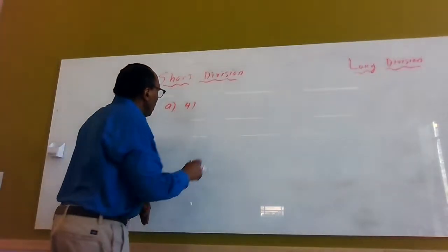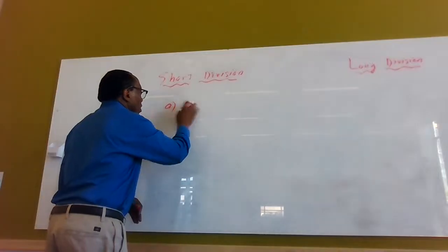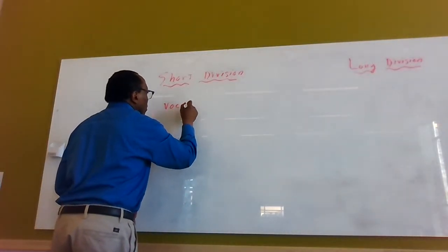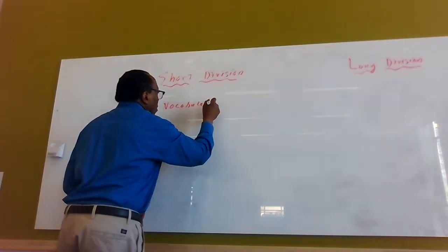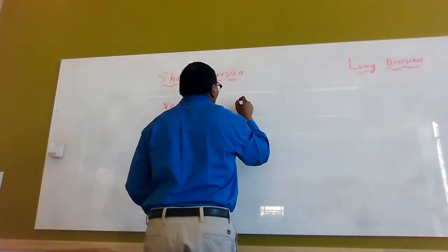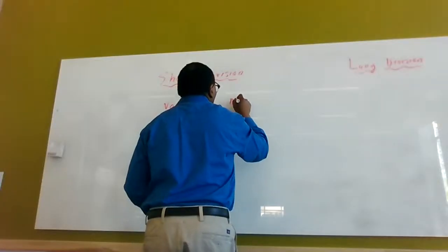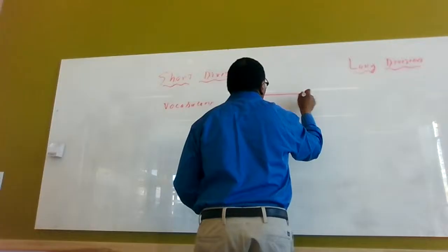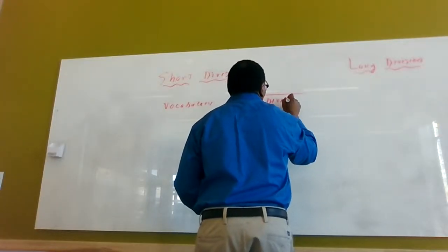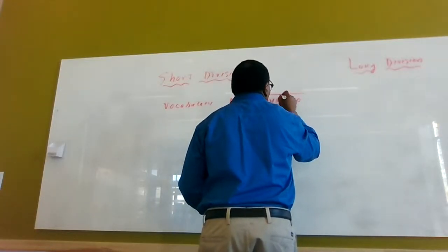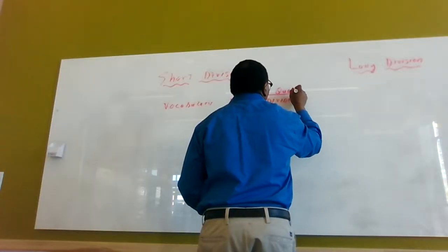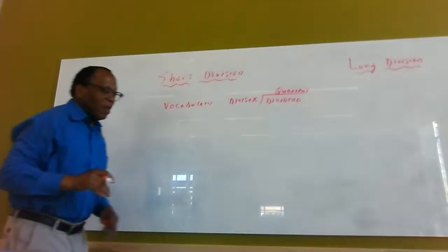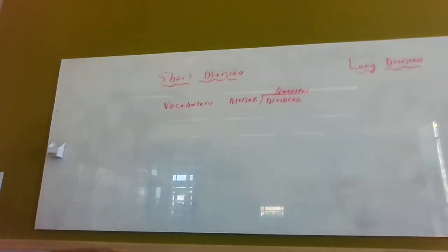Okay. The first thing that you need to know is this right here. The vocabulary, which is very important. The number on the outside right here is called the divisor. And the number on the inside right here is called the dividend. And your answer is always called the quotient. The answer is always on top right here, always. Okay? Now, let's take some examples on short division.